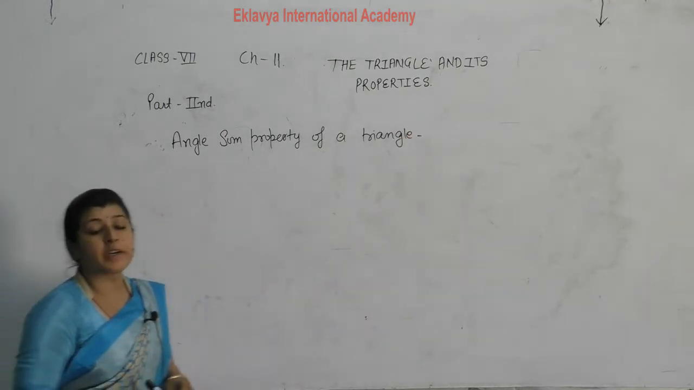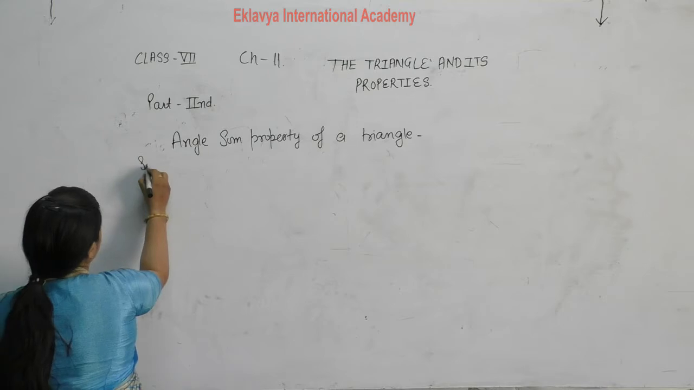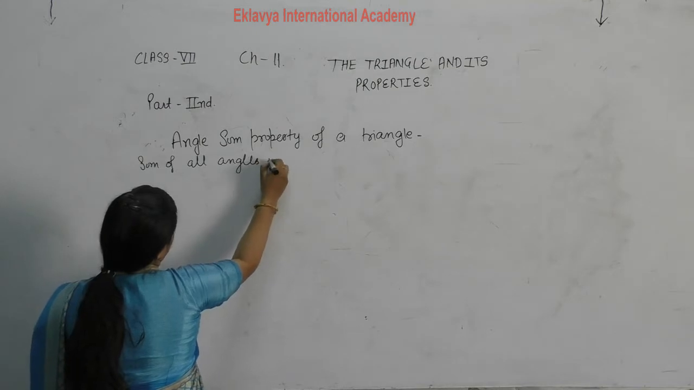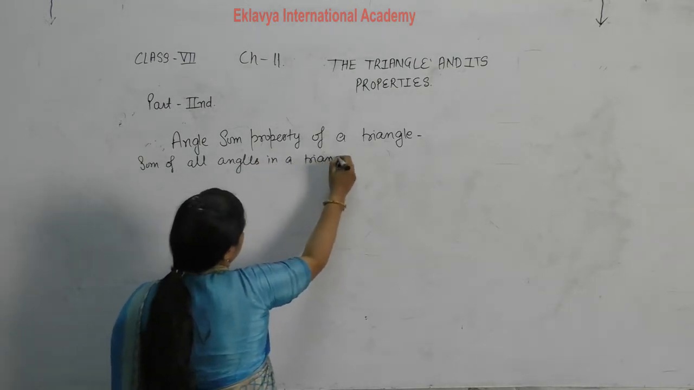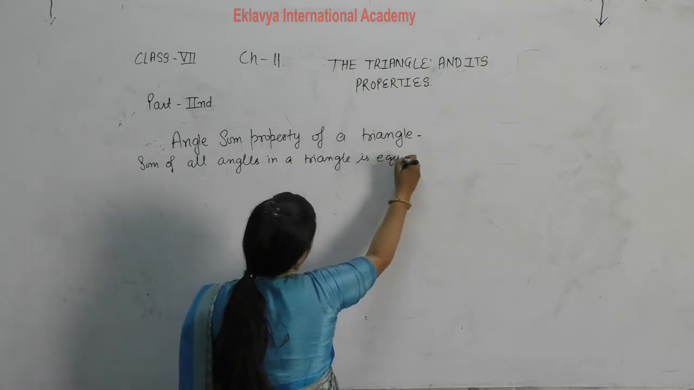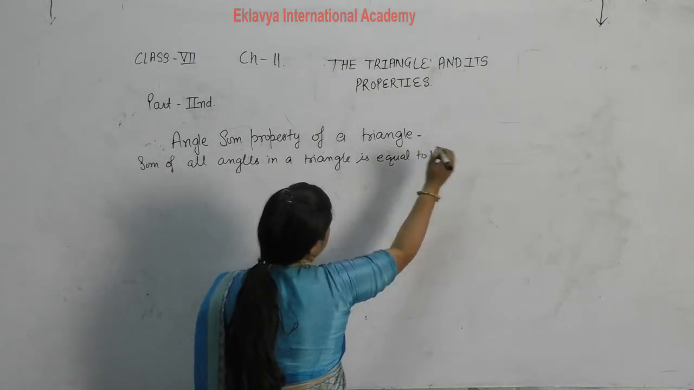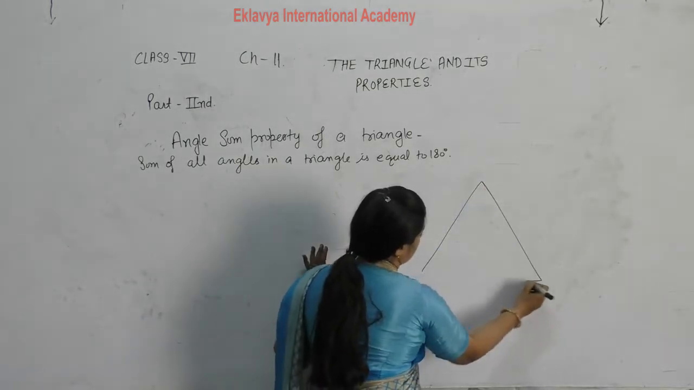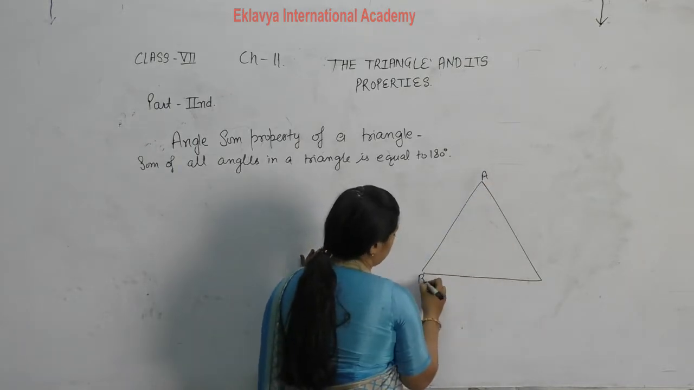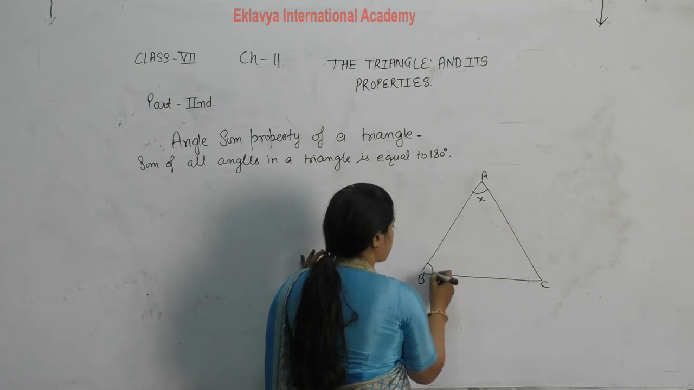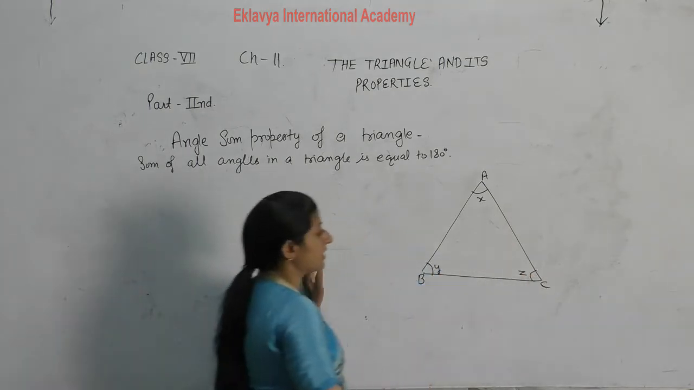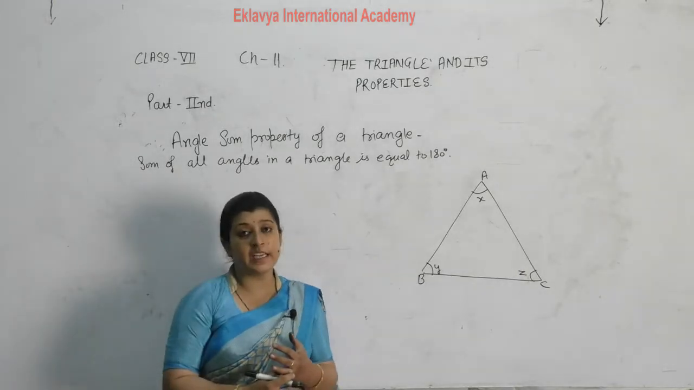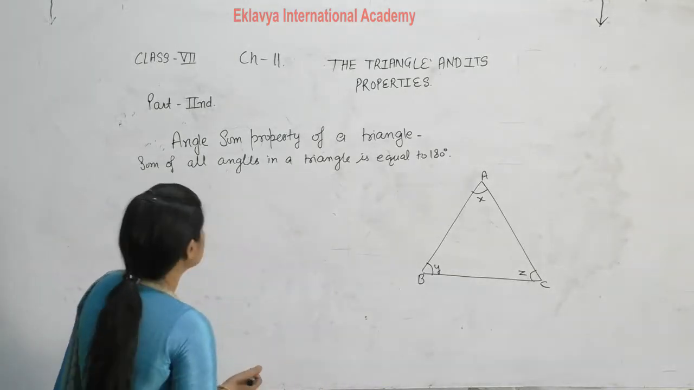What is the angle sum property of a triangle? That the sum of all angles in a triangle is equal to 180 degrees. Now see, in a triangle ABC, let the angles be x, y, z. Then according to this property, x plus y plus z equals 180 degrees. Now see, this is a theorem also.